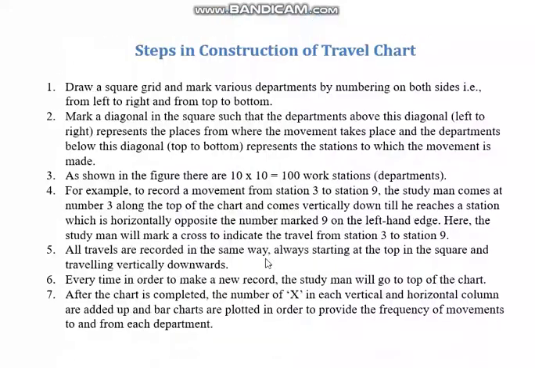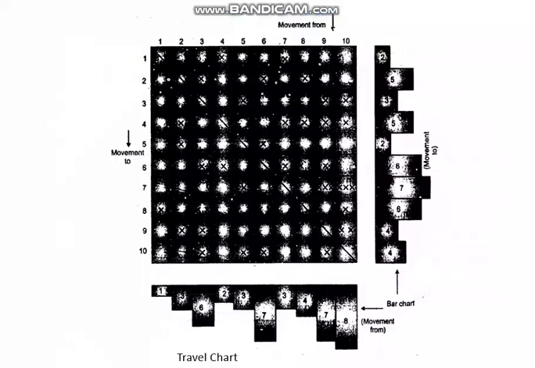For example, in your textbook, this diagram is given. It is not easy for me to read. You see, this is the square. Here some 10 machines are there, or 10 departments, or 10 locations, anything. It is made of 10 horizontal squares and 10 vertical squares, totally 100 squares in a big square. That is how the travel chart looks.